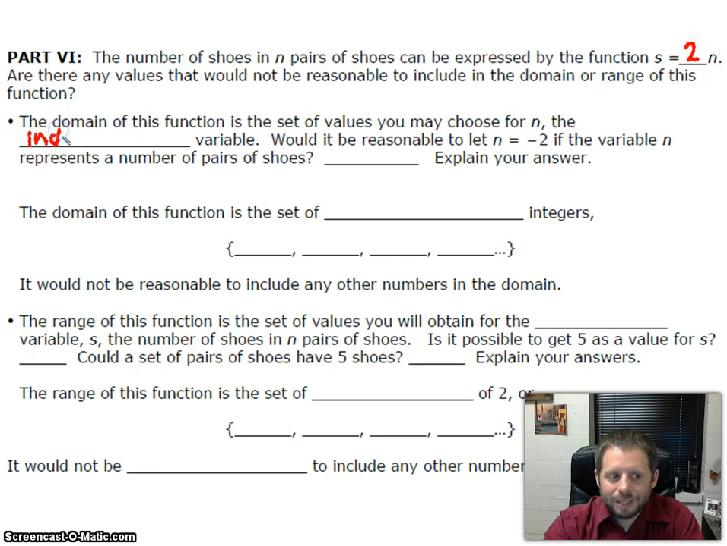It's our independent variable because it's the one doing the controlling in this equation. Also, n is taking the place of our x in our equation, and x is always the independent variable. So it says, would it be reasonable here to let n equal -2 if n represents the number of pairs of shoes? Can you own -2 pairs of shoes? Not really. So we're going to say that does not make sense. Then our domain for this function would be the set of all positive integers.